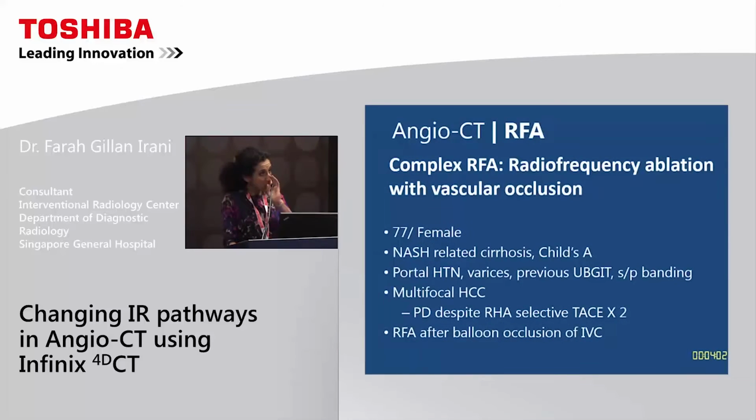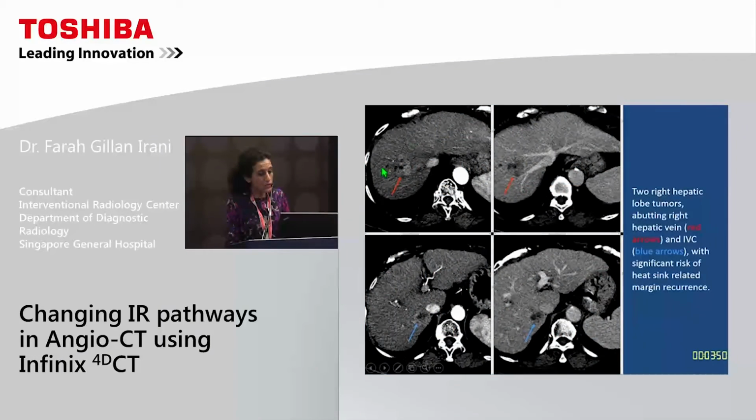So now we come to how Angio CT helps in complex RFA, and we know that with RFA you can get a lot of heat sink. This is a 77-year-old female who had NASH cirrhosis with portal hypertension and varices, and she had a large tumor sitting next to her hepatic veins, and then there's this other large tumor sitting next to the IVC.